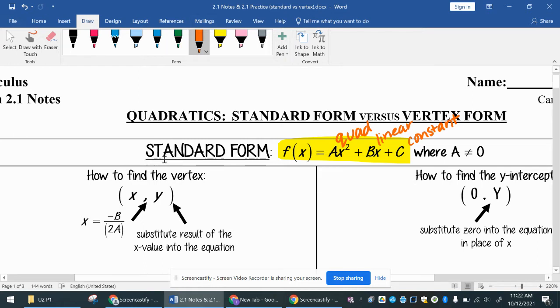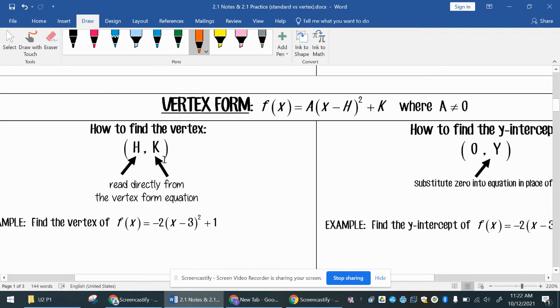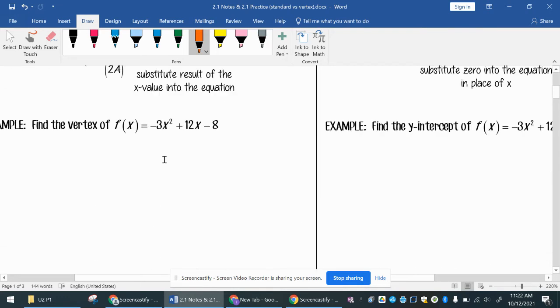I'm going to ask you to do two things today. I'm going to ask you to find the vertex of a parabola in standard form and the y-intercept of a parabola in standard form. And we're going to do the same thing, vertex and y-intercept of a parabola in vertex form.